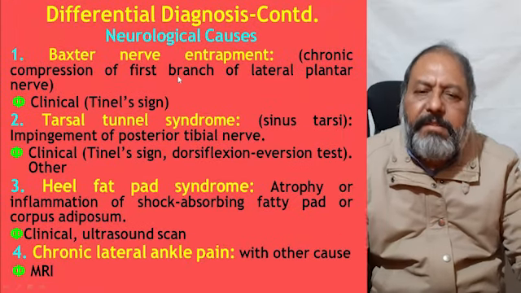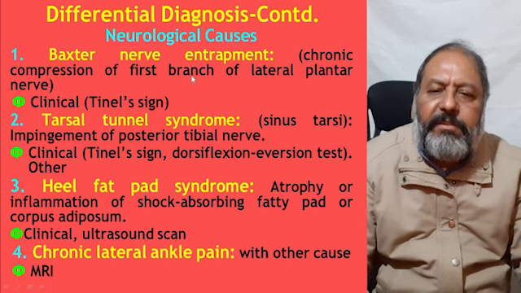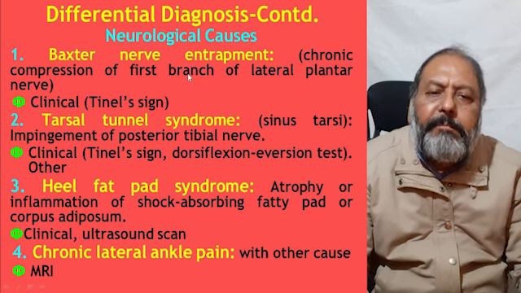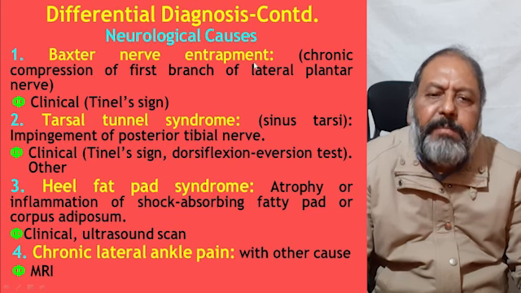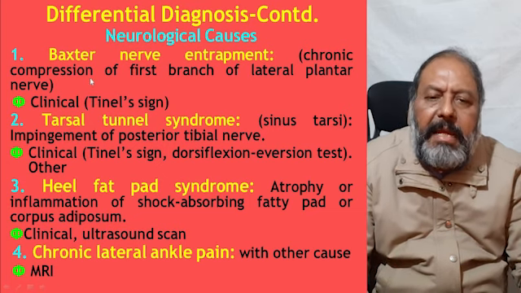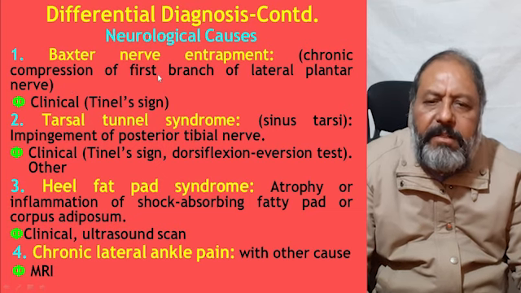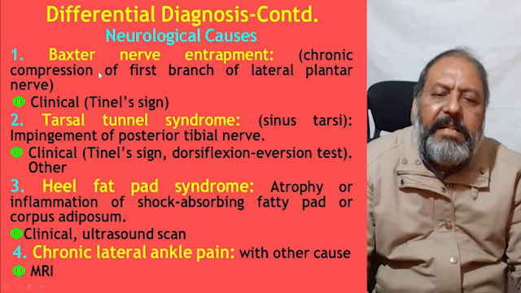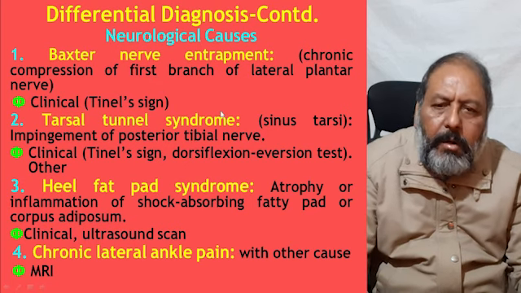The other causes in the differential diagnosis are neurological causes. That is number one, Baxter nerve entrapment, chronic compression of the first branch of the lateral plantar nerve, and that is also giving the pain like the calcaneal heel spur, and clinically there is a tunnel sign to rule it out.